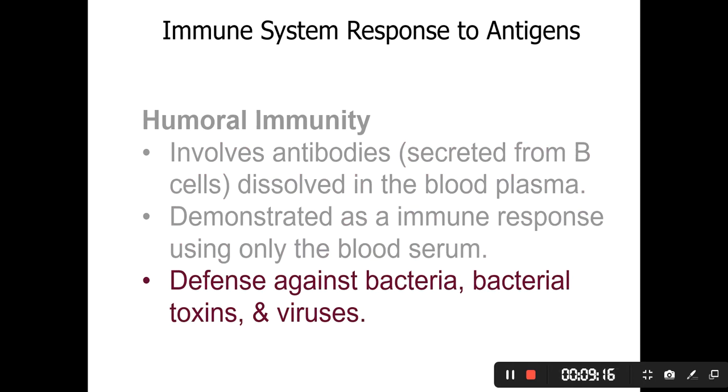Now humoral immunity is another classification of immunity where antibodies are produced, secreted from the B cells and dissolved into the blood plasma. It is demonstrated as an immune response using only the blood serum, and it generally works against bacteria and their toxins and virus infections. So humoral immunity is generally considered when you have antibodies working against these microbes.